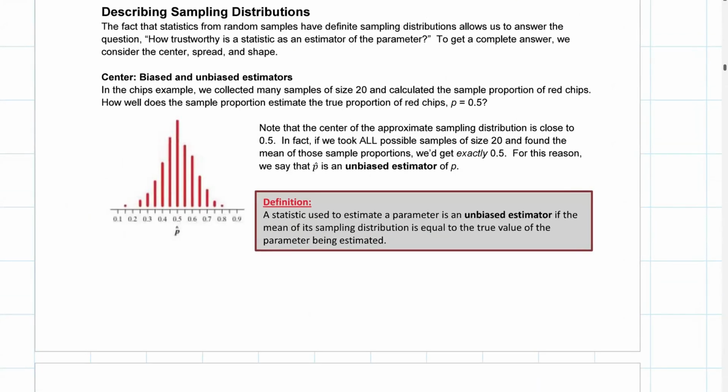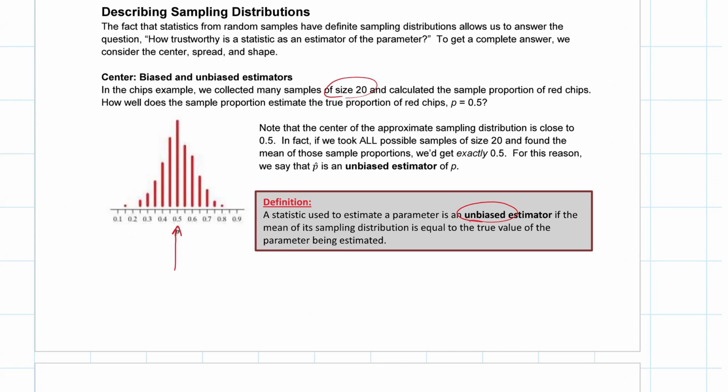Describing sampling distributions. We have a word here that we're going to use repeatedly. I want to be careful because this word is unbiased, and it's different from the normal use of the word unbiased. It asks, how trustworthy is a statistic as an estimator of a parameter? Because we want to look at a sample and try to get insight about a population. In this example, we did size 20, and we got an estimate of a sampling distribution. We note again that the center of that estimated sampling distribution is around 0.5, which was the population proportion itself. When the mean of the sampling distribution is the same as the population parameter it's trying to estimate, we say the statistic is an unbiased estimator.